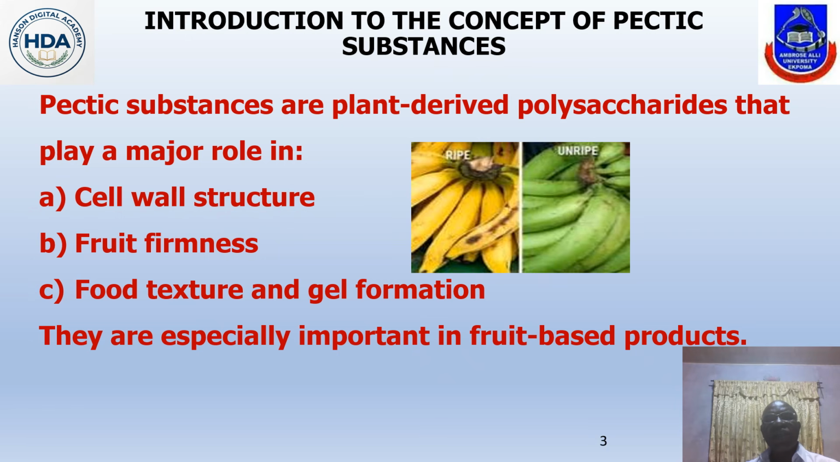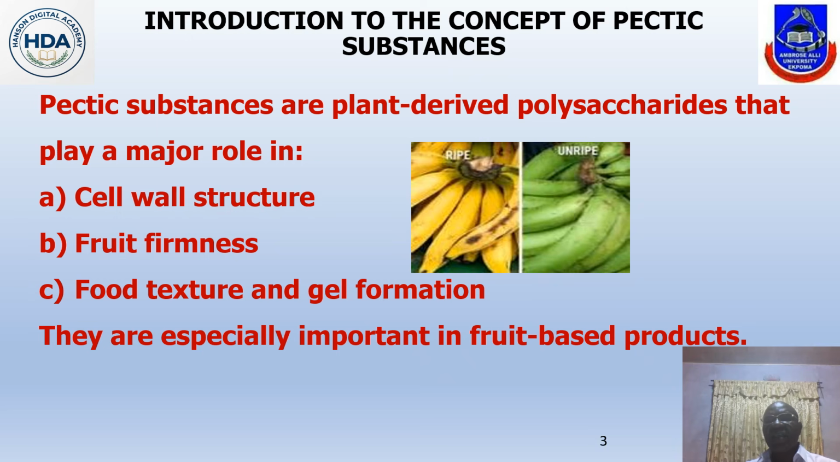Before we proceed, let us look at the concept of pectic substances. Pectic substances are plant-derived complex polysaccharides that play a major role in cell wall structure, fruit firmness, food texture, and gel formation. They are especially important in fruit-based products.